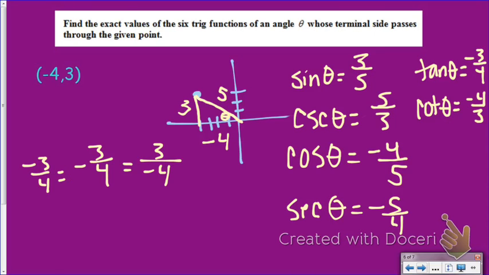Alright, so that's all we have today for angle measures. Tomorrow we're going to start to look at radians, which is just a new way to learn how to graph.